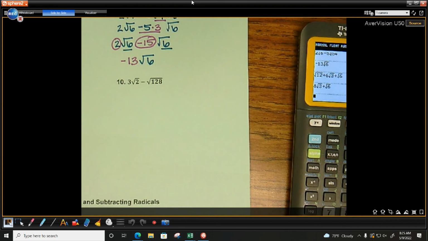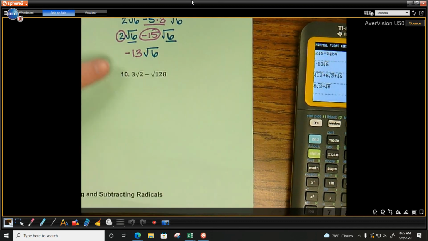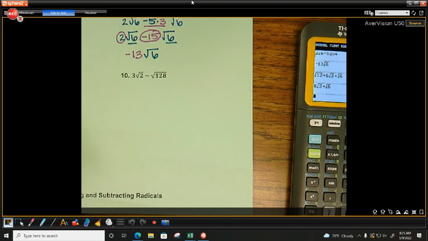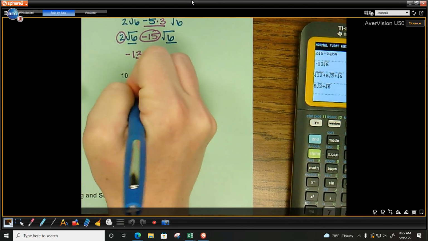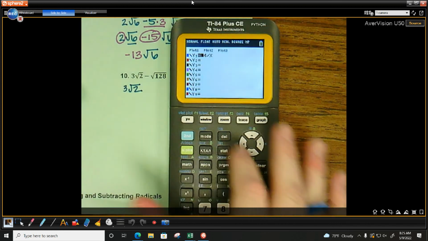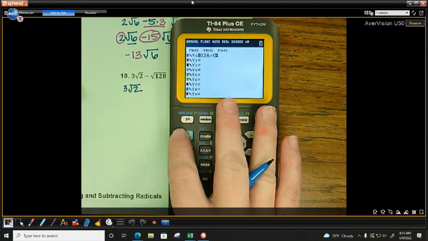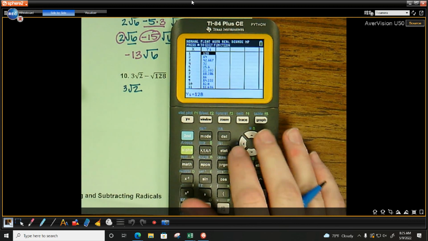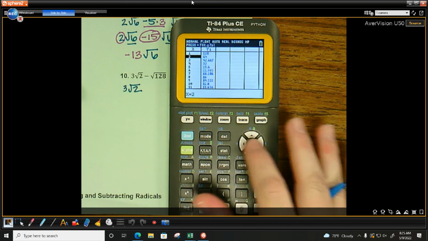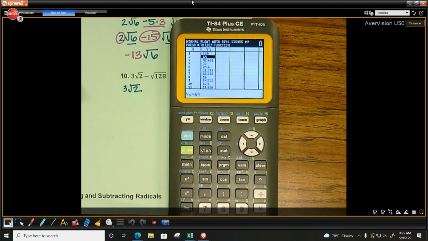Last one. Do my radicals match? Nope. Can you simplify the square root of 2? Do you think you can simplify the square root of 128? Probably. So I'm going to drop down my 3 square root 2. And then I'm going to go to y equals and do 128 divided by x. Go to the table. 128 is not on my list. 2 and 64. 64 is on my list, so I'm going to do minus the square root of 64, square root of 2.